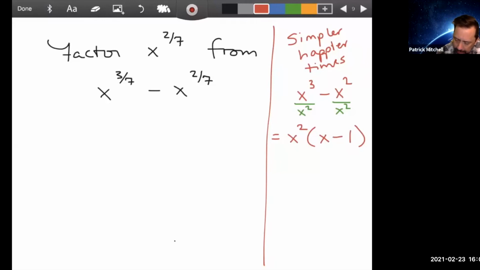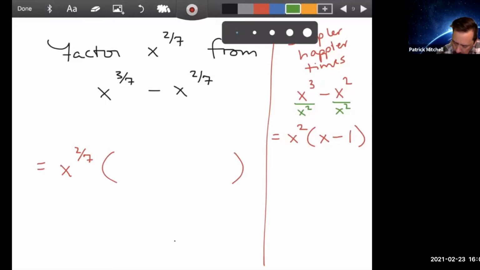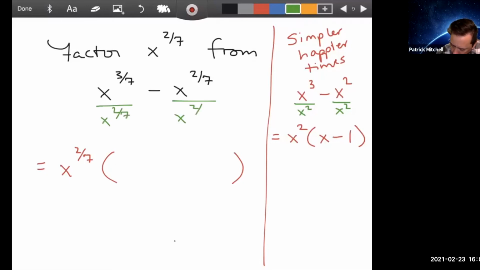So it works the same way in this problem. We're going to park the x to the 2/7 outside. And what are we going to have inside? Well, you could do a thought bubble. Divide by x to the 2/7, divide by x to the 2/7. 3/7 minus 2/7 is 1/7. So that would be the first term. And then x to the 2/7 divided by x to the 2/7, that's 1.